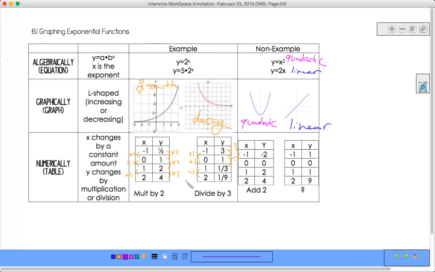Now, some non-examples, some ones that aren't exponential. This one you're adding 2 each time. So from here to here, it's plus 2. If you're going up or down at a constant rate like that, or adding or subtracting, that means that my change in y is steady. It's going to be linear.